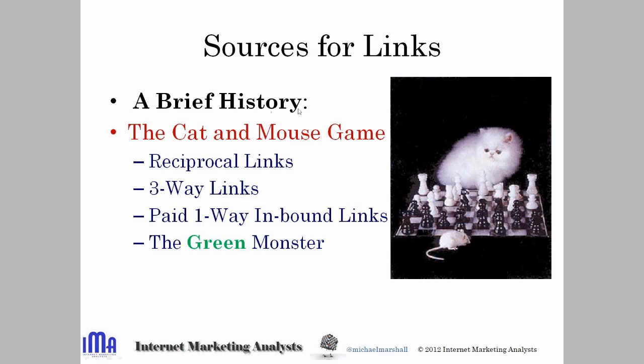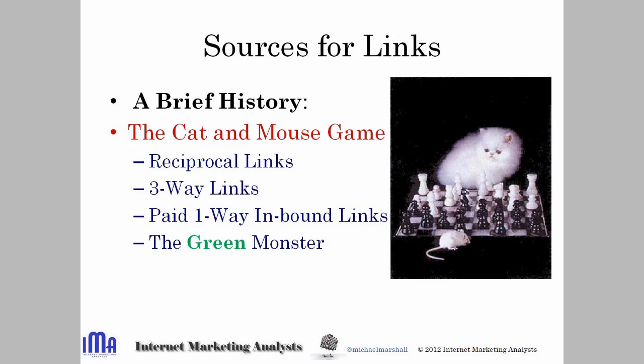So, on sources for links, kind of a brief history of the cat and mouse game between optimizers and search engines. Reciprocal links were usually done first, and they have since been devalued. They don't hurt you, but they don't help as much as they used to. So people got smart and they figured we'll do 3-way links. A links to B, B links to C, and C links to A. And that doesn't work either the way it used to. So people figured, well, I'll just pay for a link. And I'm sure you're aware that people have noticed Google is out on a really intense campaign to penalize people for paid links that don't use the no-follow attribute.